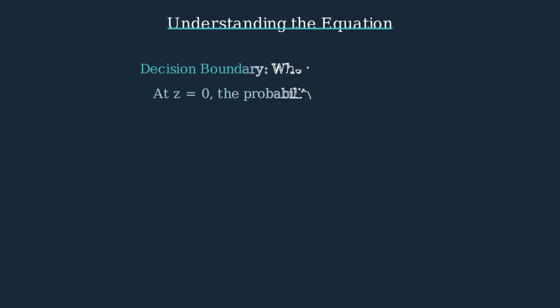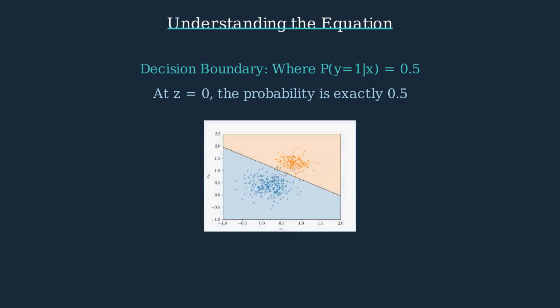In logistic regression, we often set a threshold of 0.5 to make a binary prediction. This threshold corresponds to z equals 0. Here we can see a visualization of a decision boundary. The line represents where z equals 0, or where the probability equals 0.5. This boundary separates the two classes. Points above the line have a higher probability of belonging to the orange class, while points below the line are more likely to belong to the blue class.